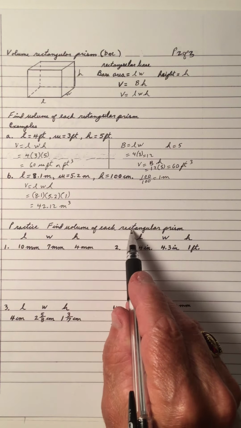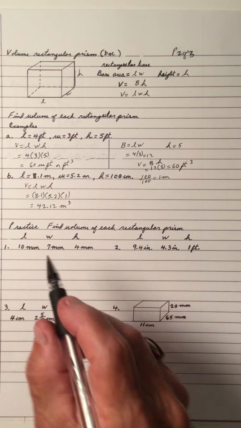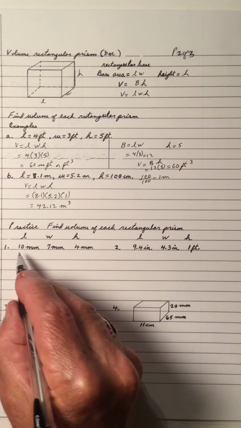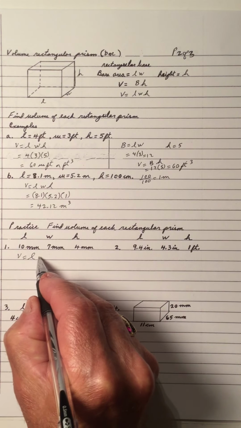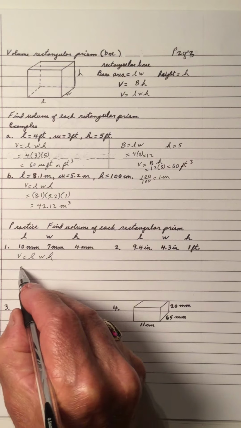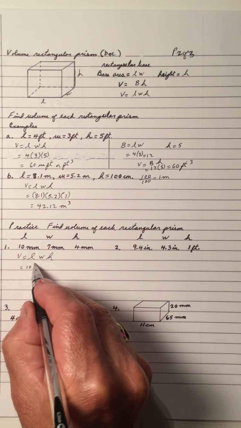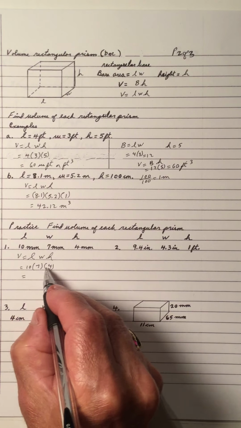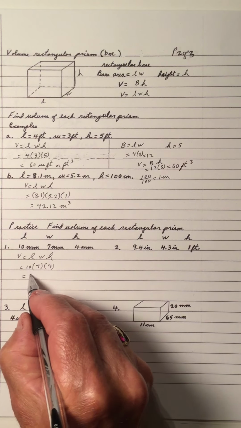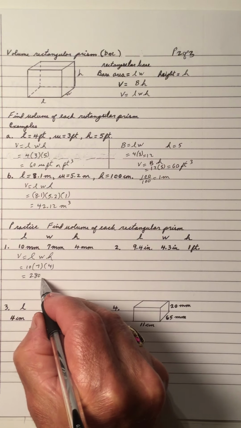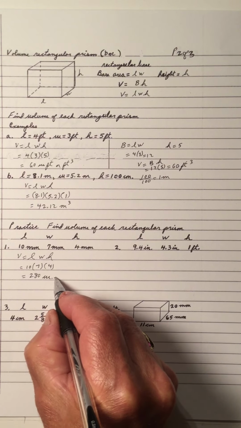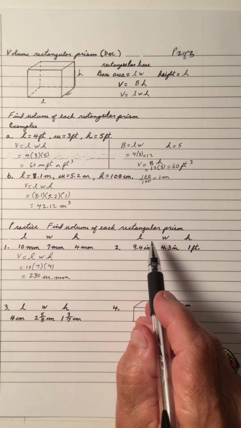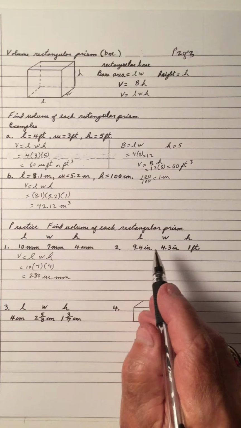Find the volume of each rectangular prism. We have the length, the width, and the height, all in the same units. So the volume is the length times the width times the height. And we have 10 times 7 times 4. 70 times 4 is 280, and it's cubic millimeters. And number 2, pause the video again, work it out, and then press play.